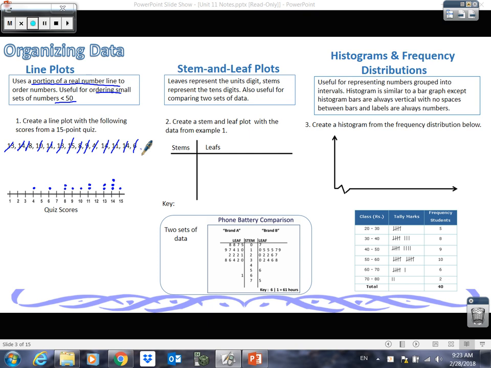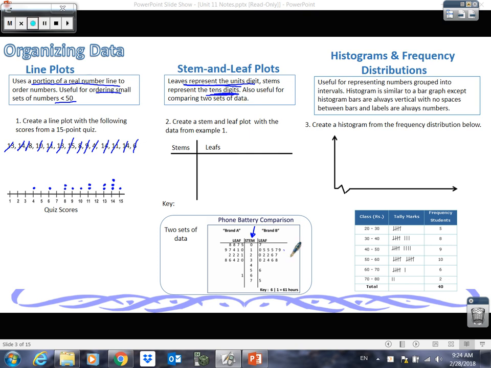And again, you may have done this before. So the leaves represent the units digit, and the stems represent the tens digit. We can also use them to compare two sets of data. I have an example of two sets of data. And actually, let's just talk about the two sets of data so I don't forget, like I did last period. Okay, so we have the stem right here. As it said, the stem is the tens digit.